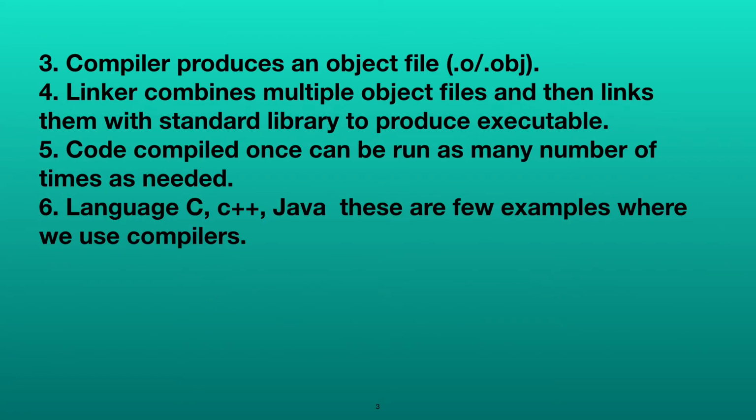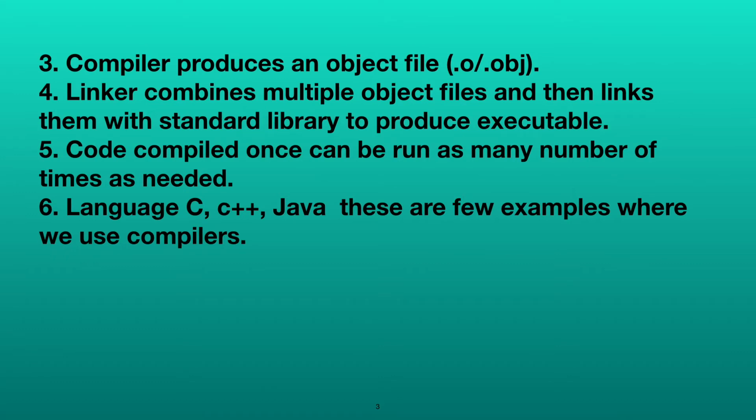So point number 3 we already discussed: the compiler produces an object file. Then point number 4, the linker combines multiple object files and links them with the standard library to produce the executable. Now this compiled code, the EXE, can be run as many times as we want. We don't need to compile every time. If I want to run one executable 50 times, I can run it 50 times, with no need to compile it 50 times.